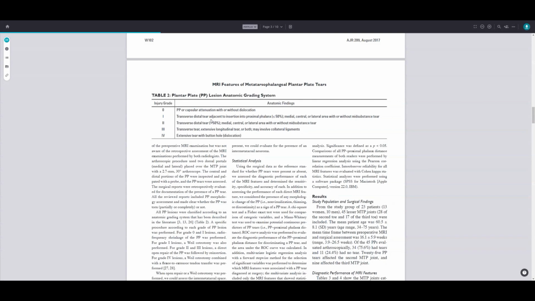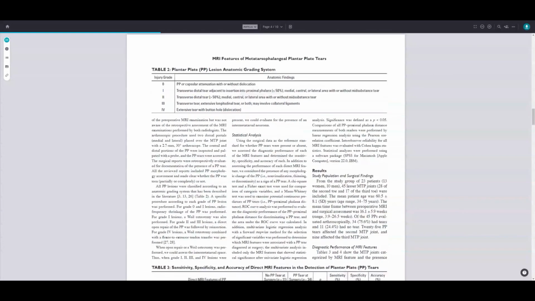You'll see a lot of that. And the kinds of tears that you for sure want to pick up would be grades 3s and 4s, where you're certainly seeing involvement not only of the tear, but also secondary structures, now collateral ligaments, beginning to show signs of instability, right? And of course, buttonholing tears, where the metatarsal head is moving through the plantar complex.